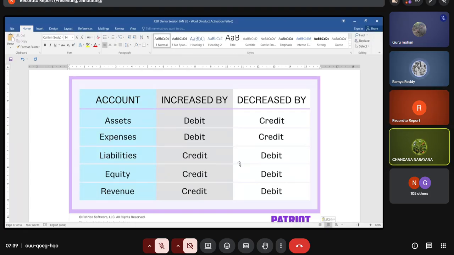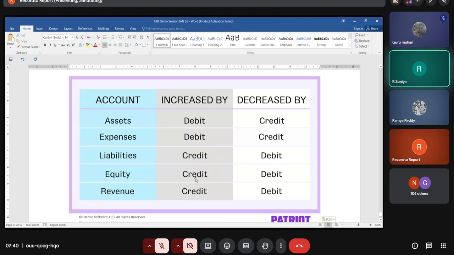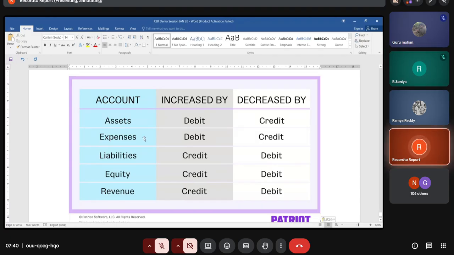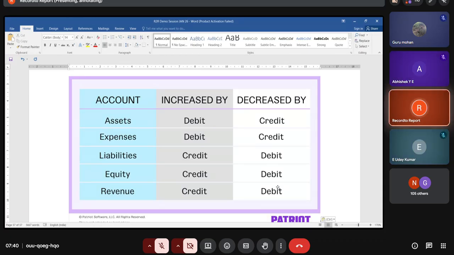Debit. When the expenses decrease, credit. When the liability increases, opposite to asset, credit. When the liability decreases, debit. When equity increases, credit, and when it decreases, debit. Revenue, nominal account, when the revenue increases, is it debit or credit? Credit. Correct. So these things have to be kept in mind, guys.